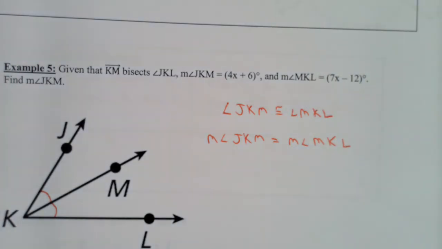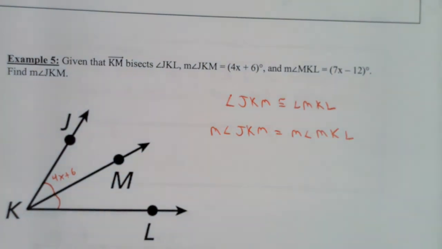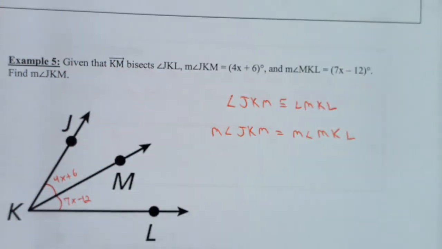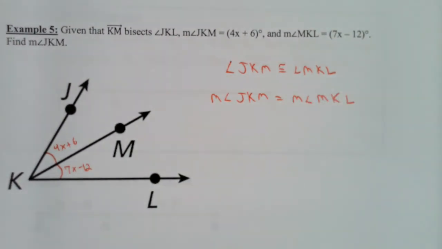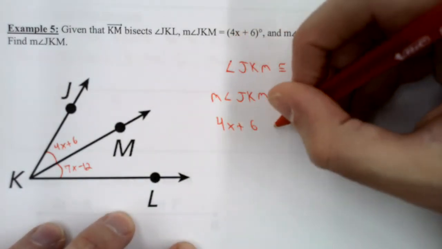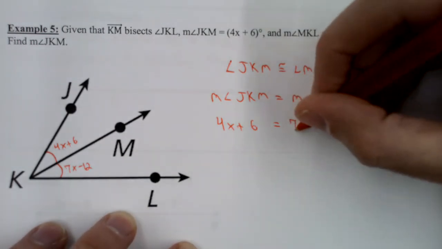So since they're equal, I can substitute. And if you want, JKM is 4x plus 6. If you want to label that, you can. And MKL is 7x minus 12. I'm going to label that. Some people like to label it. Now I'm going to substitute and solve. So the measure of angle JKM is 4x plus 6. We're told that above. The measure of angle MKL is 7x minus 12. We are told that above.